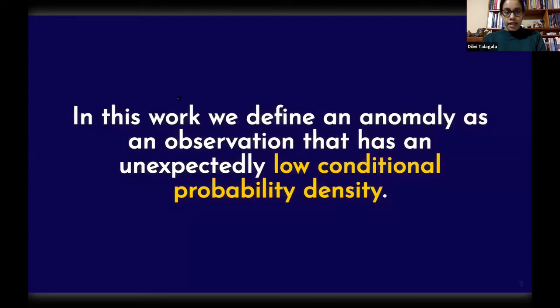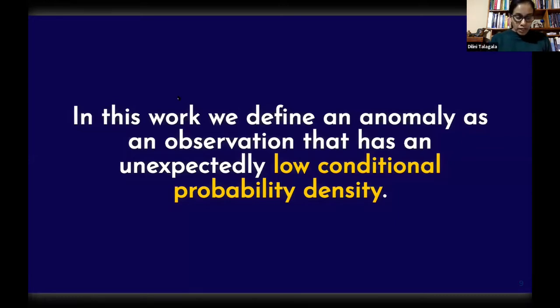With that, I'm coming to our proposed algorithm. In our proposed algorithm, this is how we define an anomaly. In this work, we define an anomaly as an observation that has unexpectedly low conditional probability density. I know that sounds a bit theoretical, but don't worry about that. I'm going to talk about it in detail in our upcoming slides.